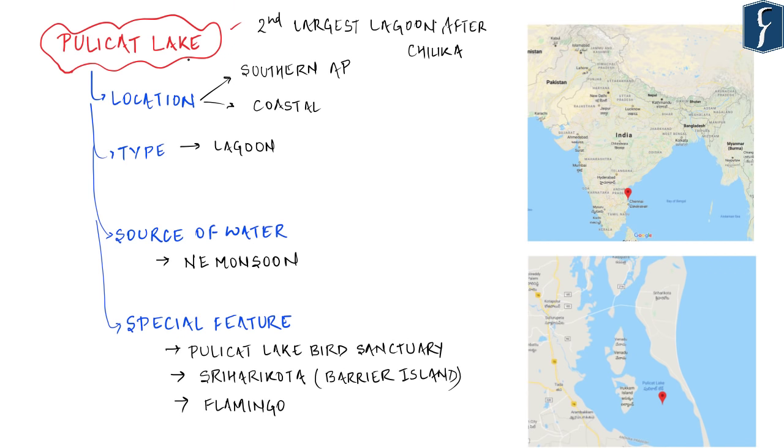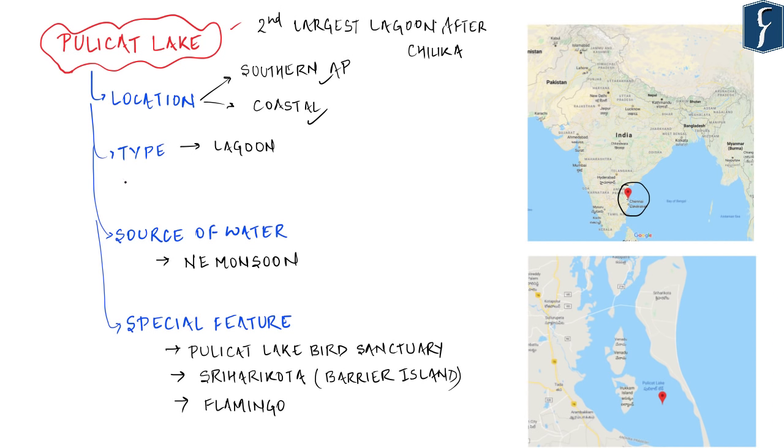Now, as far as the location of Pulicat Lake is concerned, it is situated in southern parts of Andhra Pradesh, in coastal areas of Andhra Pradesh. You can see the location of the Pulicat Lake on the map of the country. Now, it is also situated on the borders of Tamil Nadu, but it lies in the Andhra Pradesh state.